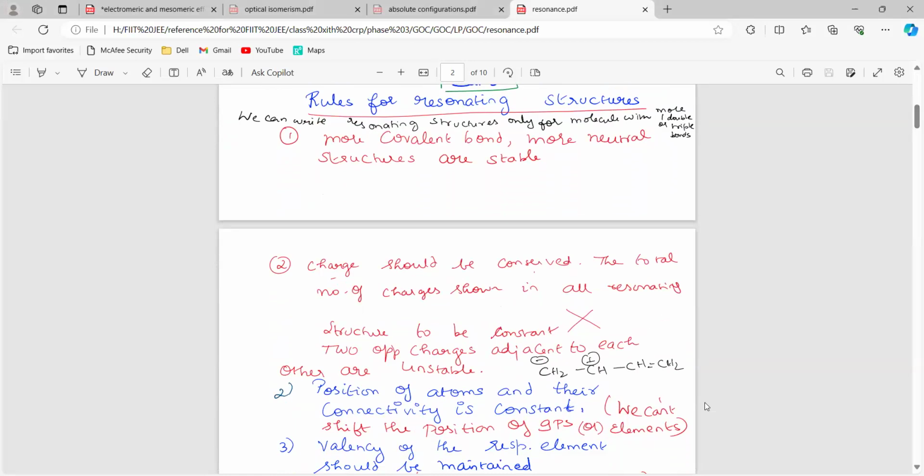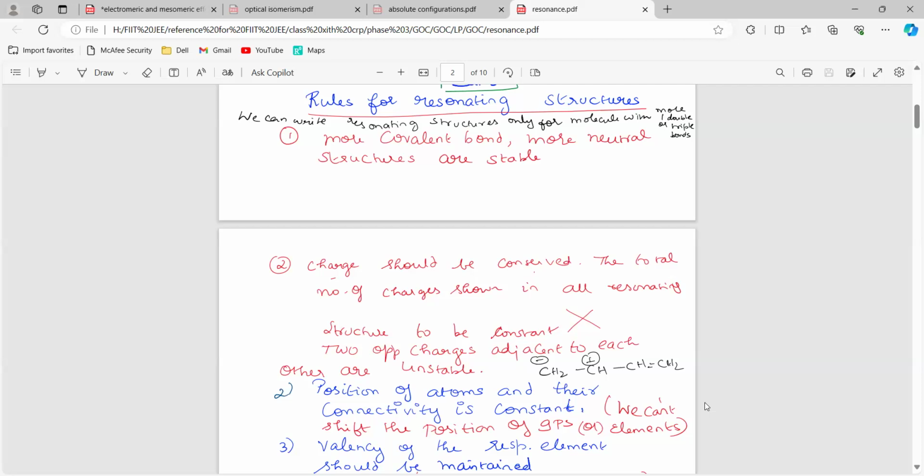You will be able to draw the resonating structures only for a molecule with more than 1 double bond or triple bond. Now, first condition, more should be the covalent bond. Whenever you start counting the bonds, they are covalent bonds. Even a sigma bond is a covalent bond. Pi bond is also a covalent bond.